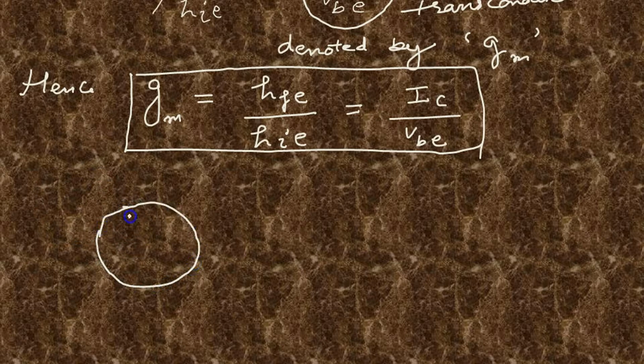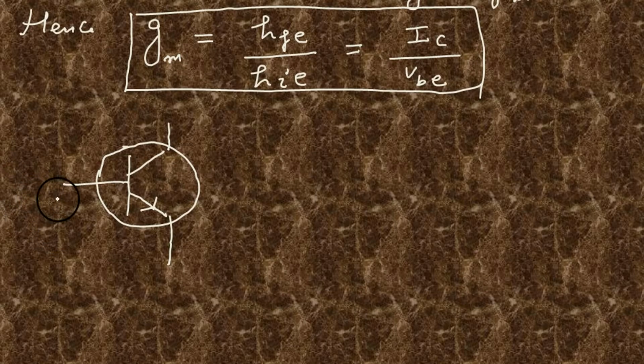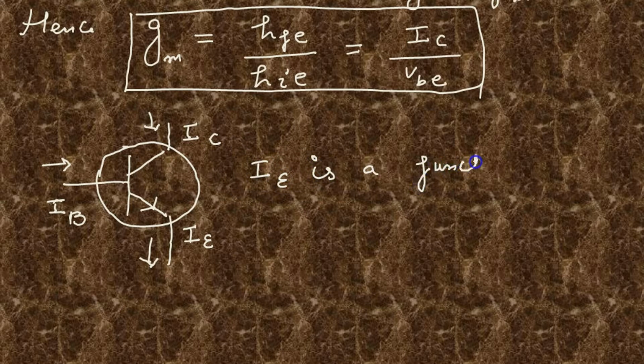So let me draw the circuit with the emitter, base and collector, the three currents: emitter current, base current and collector current. Emitter current is outward, the other currents will be inward, base current and collector current. You always remember: if IE is inward, then the other two will be outward. If IE is outward, then the other two will be inward.